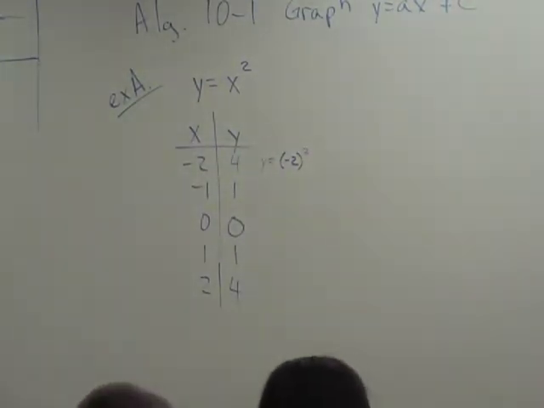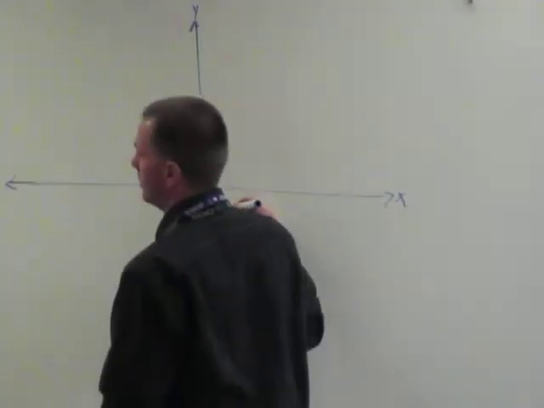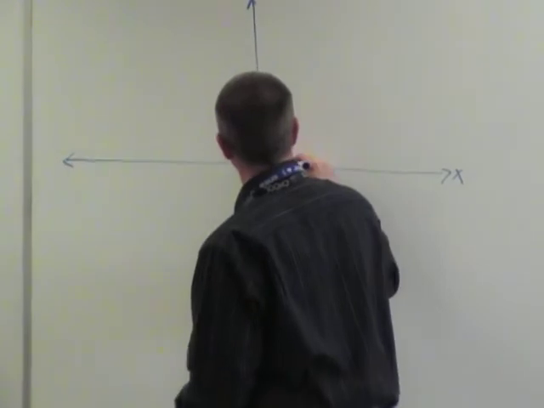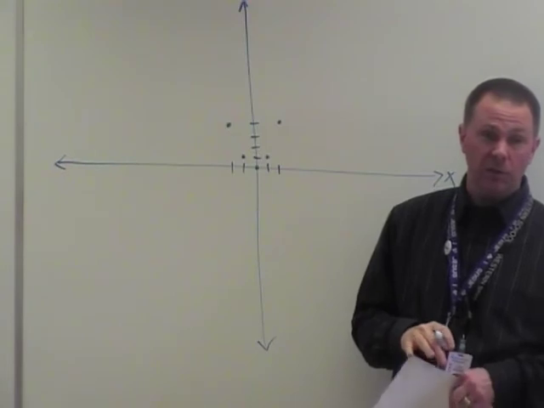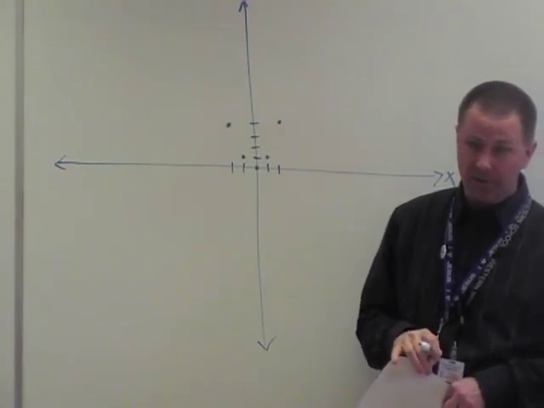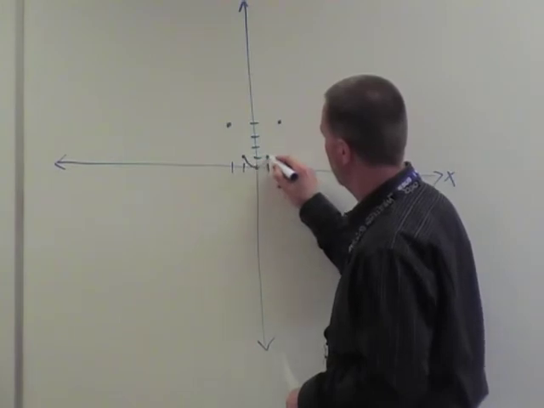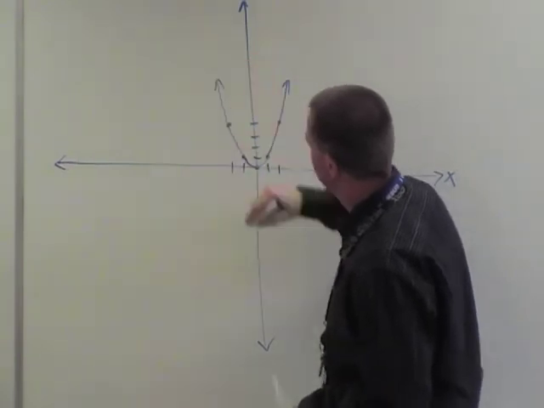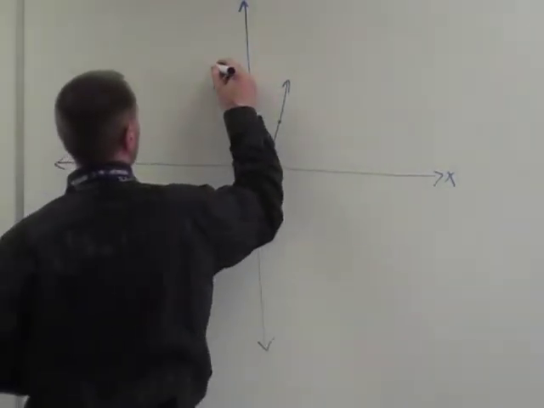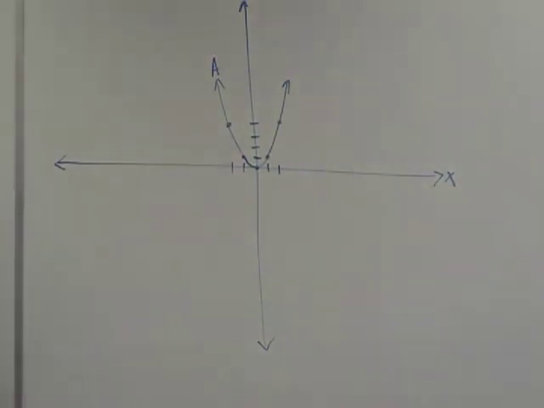-2, 4. -1, 1. 0, 0. 1, 1. And 2, 4. Notice this is symmetrical. Now, these are parabolas, so it's not a point at the vertex. It's a curve. Make sure it's curved at the vertex the best you can. That's Example A.